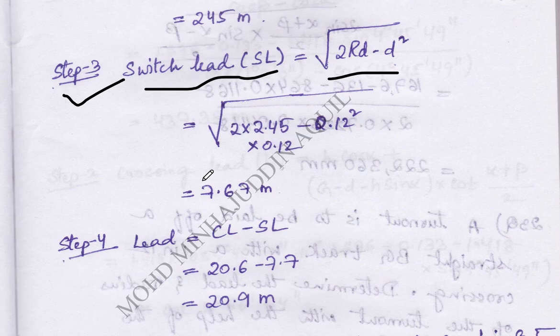Next, the last step is lead. In this step, we are calculating lead as curve lead minus switch lead. Just we have to subtract both. We get the value for lead.